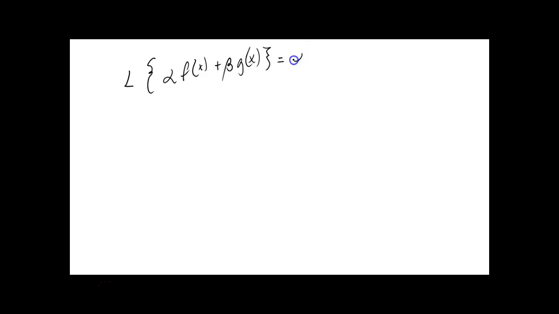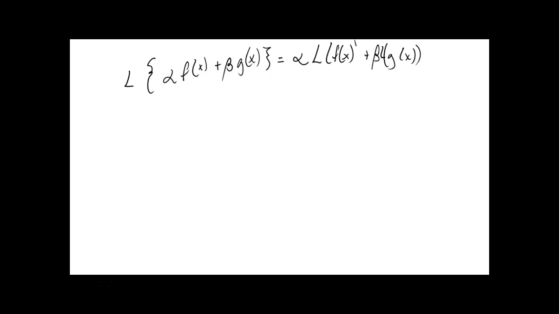This is equal to alpha times the linear operator on f of x plus beta times the linear operator on g of x. I don't know where my lines are going. I guess you don't need, left off the L, okay. Beta L times g of x, okay.